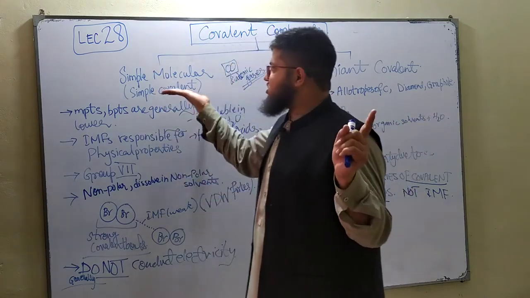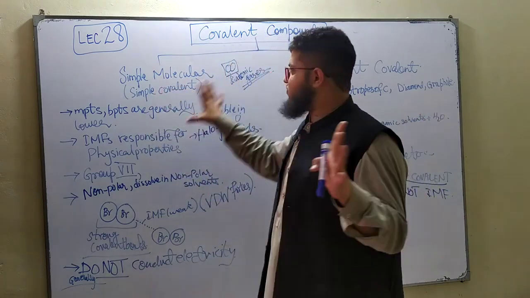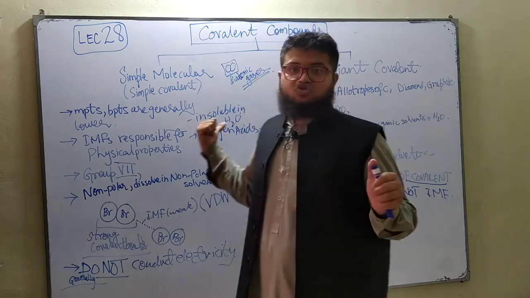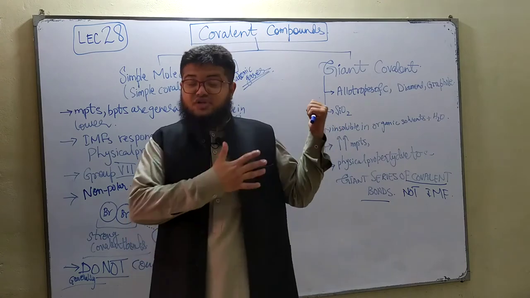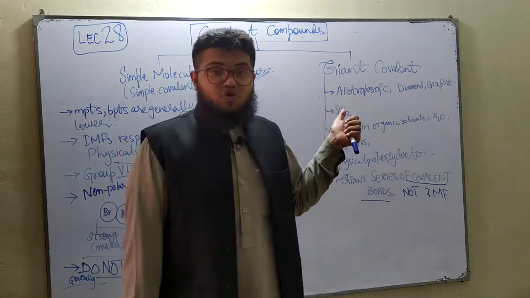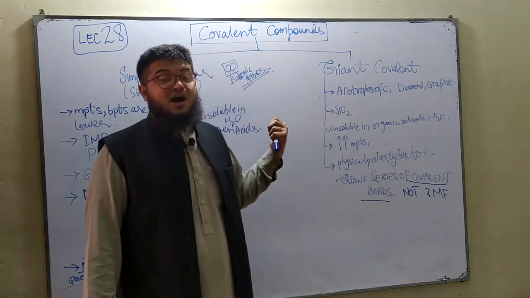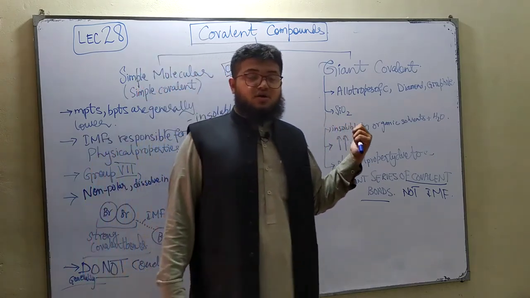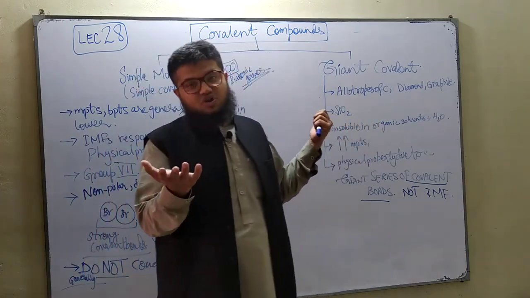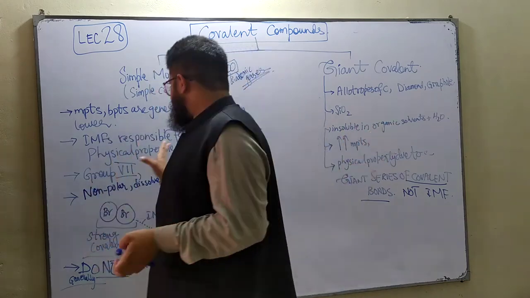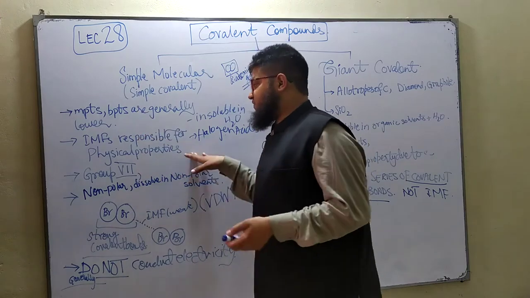Simple molecular structures have very weak intermolecular forces, due to which they have very low melting and boiling points, as compared to the giant covalent structures, which have a huge series of covalent bonds that need to be broken down in order to melt them. That's why diamond is considered the hardest solid on earth. The reason is the tons of covalent bonds that it has. Now over here, the intermolecular forces are responsible for the physical properties.